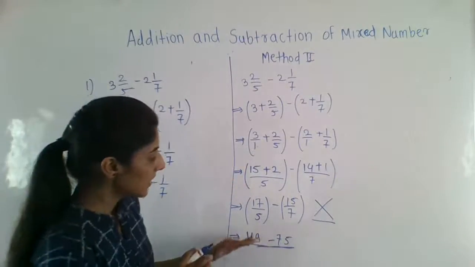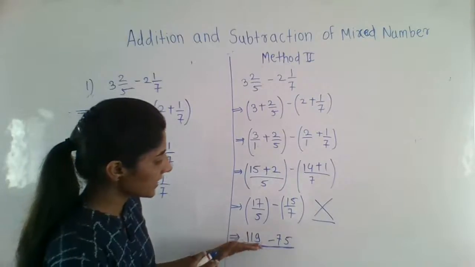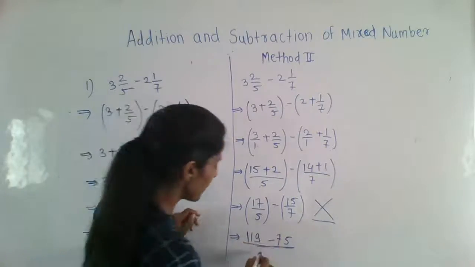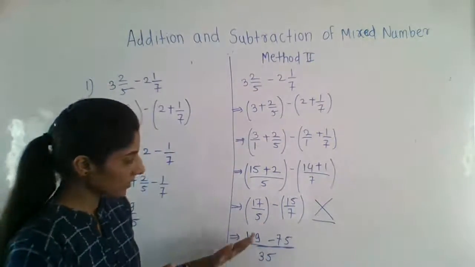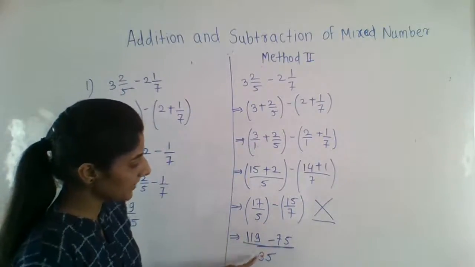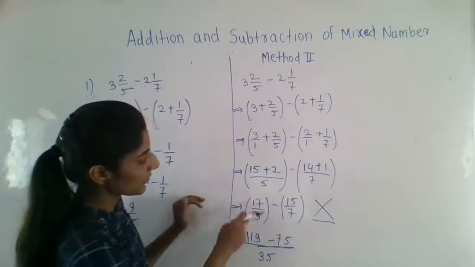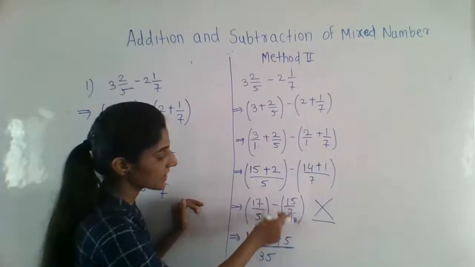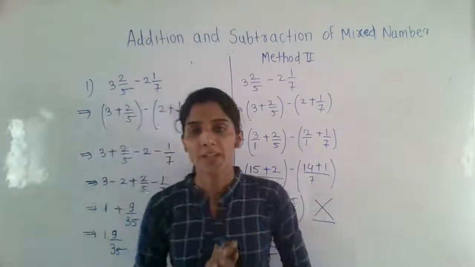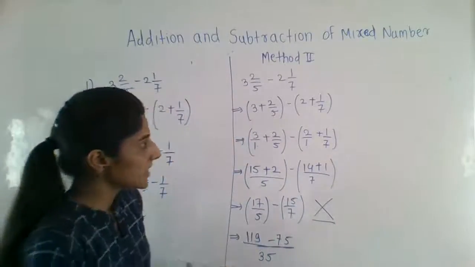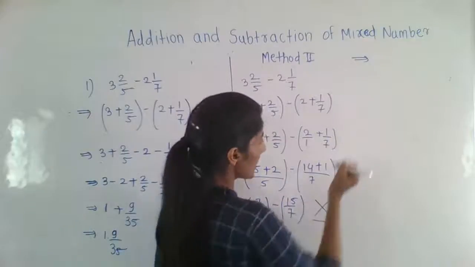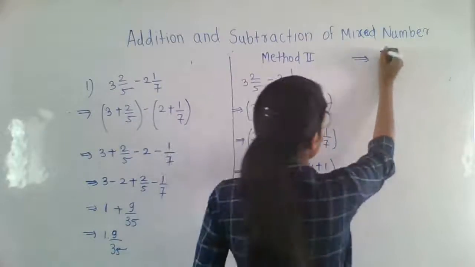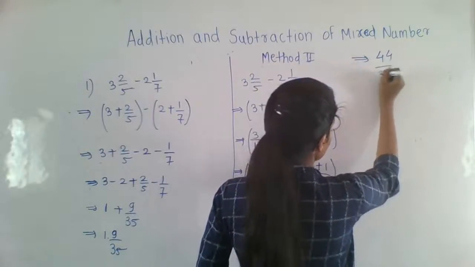What is 119 minus 75? That is 44 upon 35. What do we have to do here? Cross multiply the numbers and multiply the denominators. Therefore, subtract these numbers. What do we get? 44 by 35.